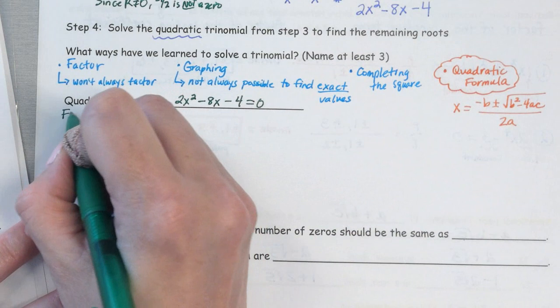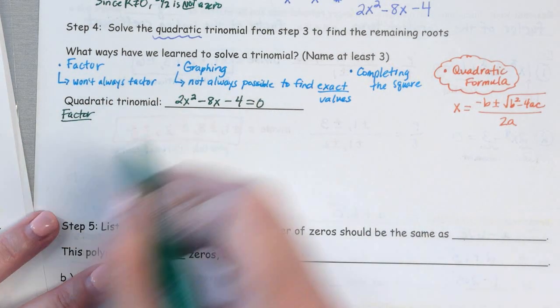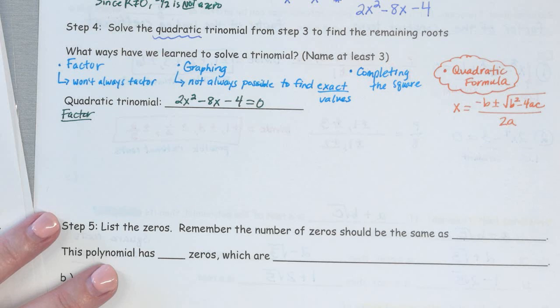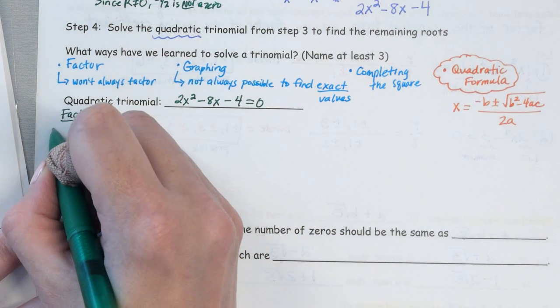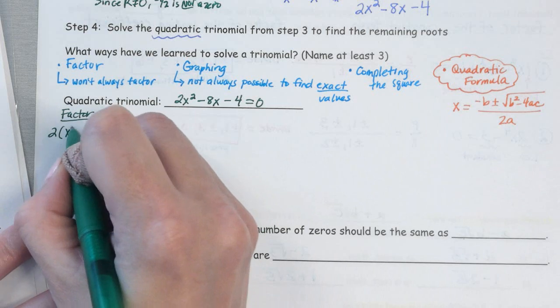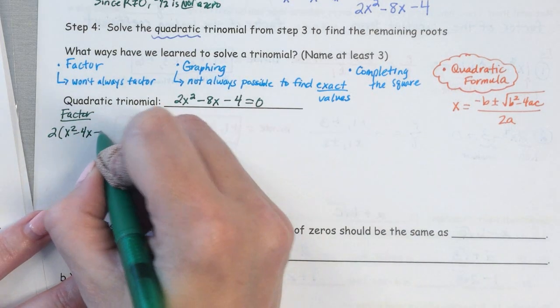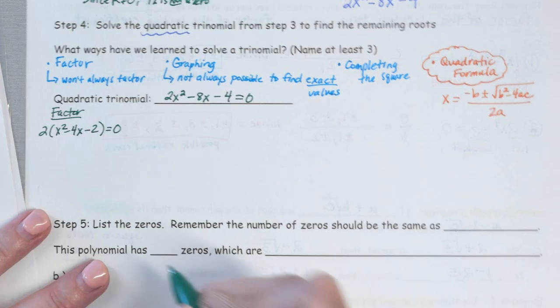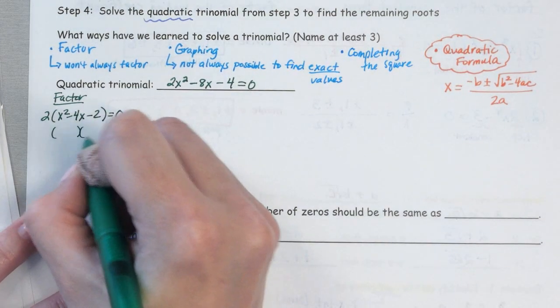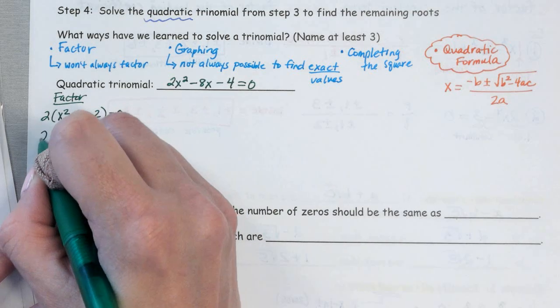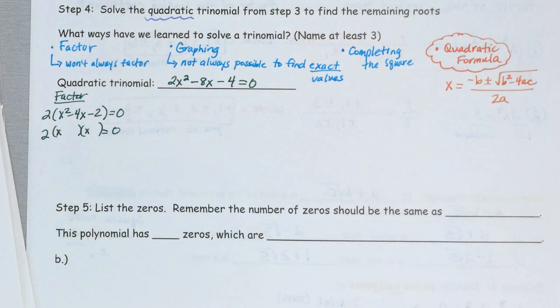But if you did try to factor this, what would you do first? What's the GCF? 2. So if you took out the 2, it would be x squared minus 4x minus 2. Okay, good. That makes it a little more manageable. So I know it has to start with x and x. And then I'd ask myself, what multiplies to negative 2 that adds to negative 4? Well, the only things that multiply to 2 are 2 and 1. So the biggest value I could get would be 3, and that's too small. So it's not factorable. It's not going to work.